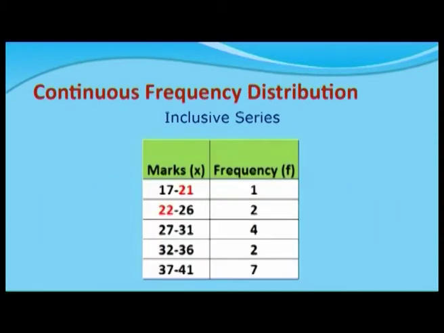In the above table, if you notice, the lower limit of the second group, 22, is different from the upper limit of the previous group, 21. We count the frequency of 21 in the first group. Such a series is called an inclusive continuous series.